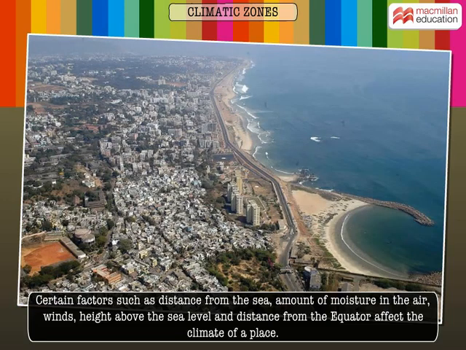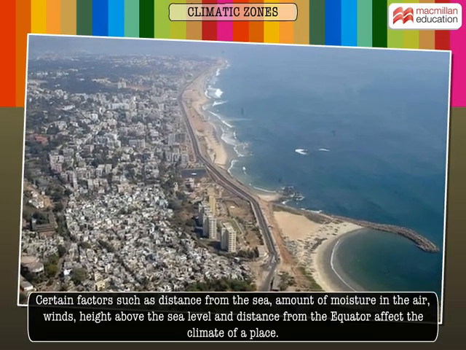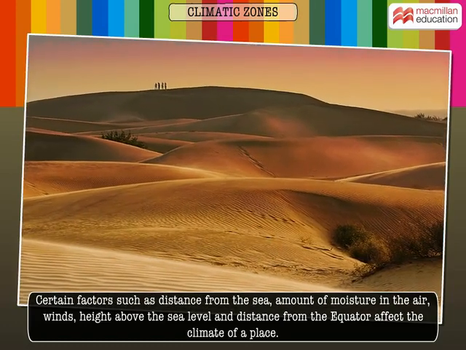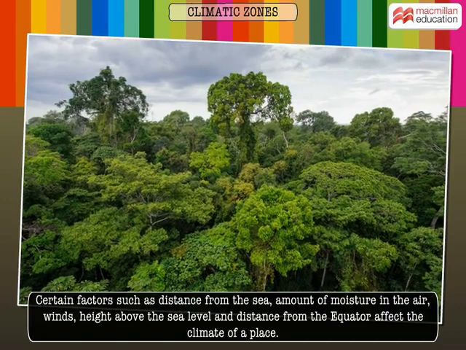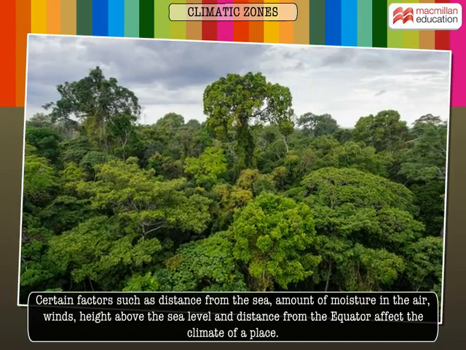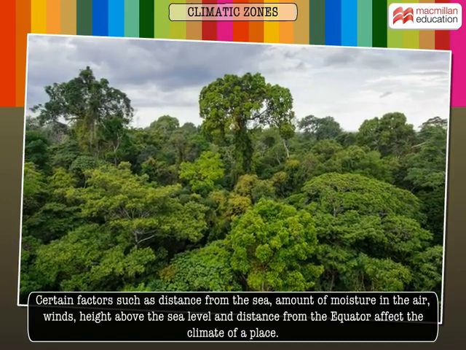Certain factors such as distance from the sea, amount of moisture in the air, winds, height above the sea level, and distance from the equator affect the climate of a place.